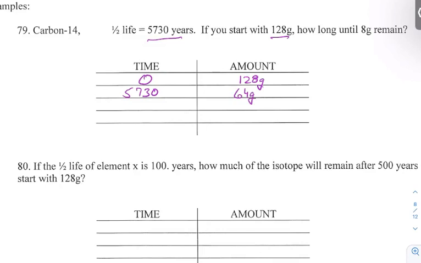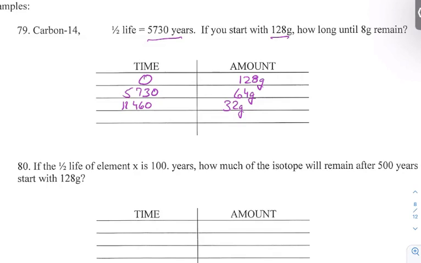Now, after another 5,730 years, so now my total time would be 11,460. What's going on is it's not that the other 64 grams breaks down. What it is, is half of the remaining breaks down. So of this 64, I'm now going to be down to 32 grams, because 32 grams would have decayed, and I'm now left with 32 grams.